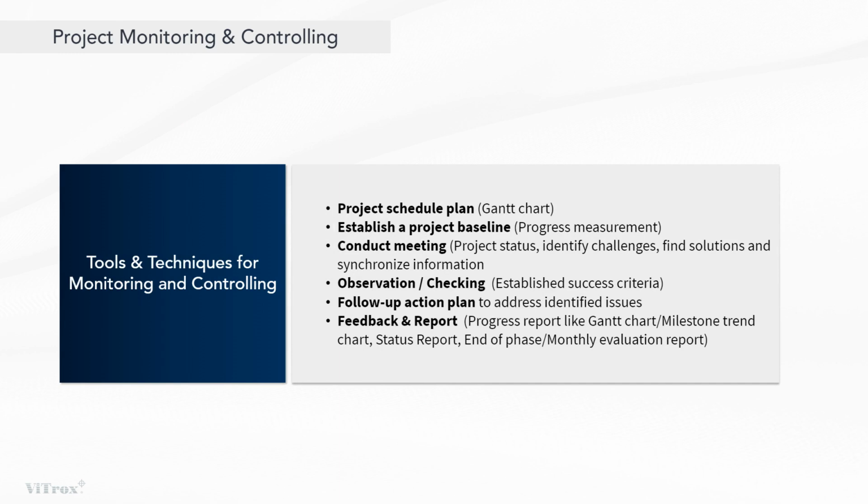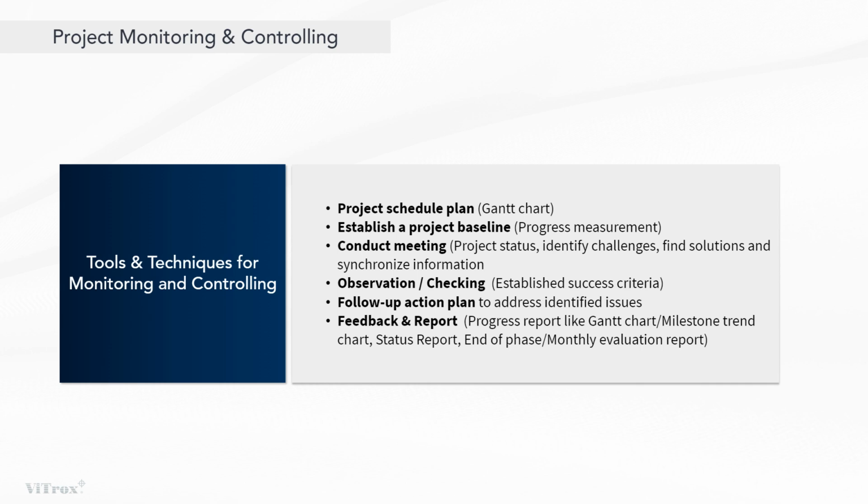To monitor the project schedule, a project schedule plan or Gantt chart is used to provide a visual representation of the project schedule, showing the sequence of tasks, their durations, and dependencies. In order to compare actual project performance against the original plan, a project baseline can be established for progress measurement. Project managers can conduct meetings with the project team or stakeholders to discuss project status, identify challenges, find solutions, and synchronize information within the team.